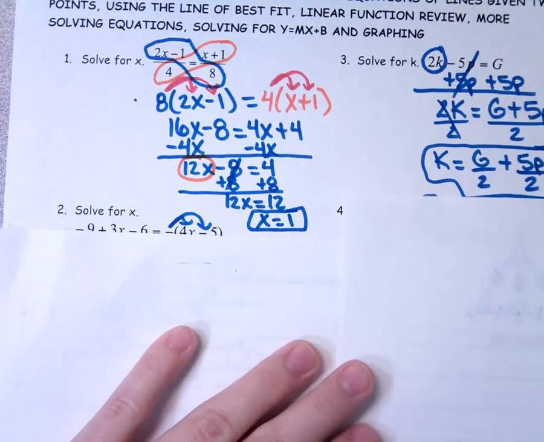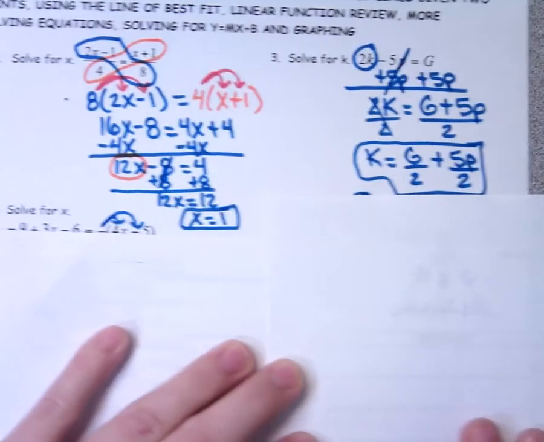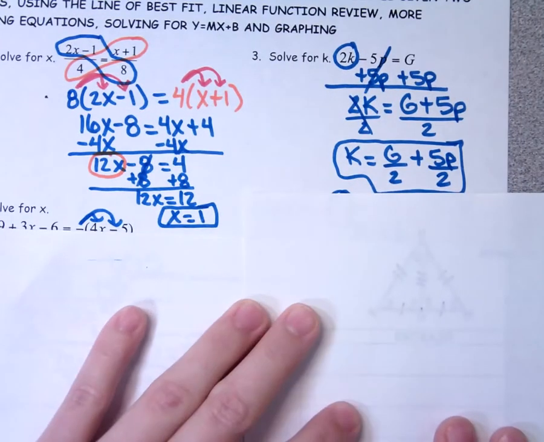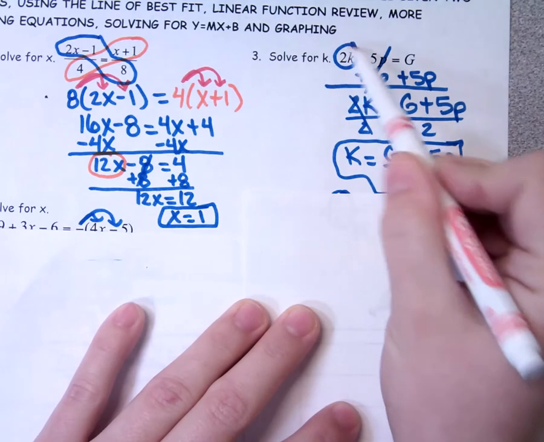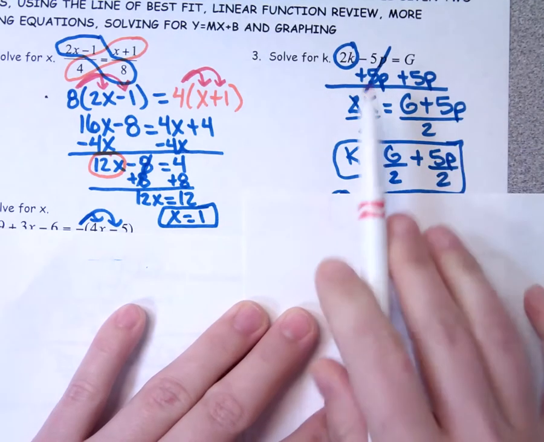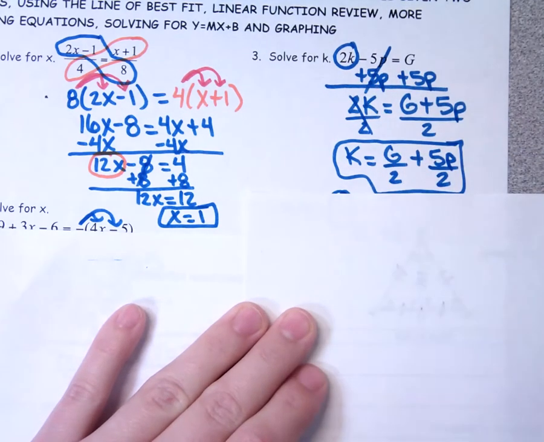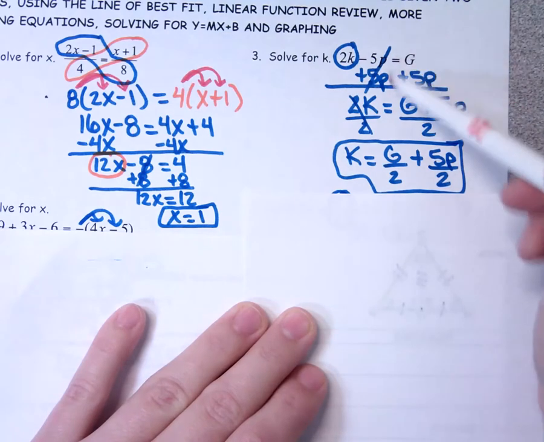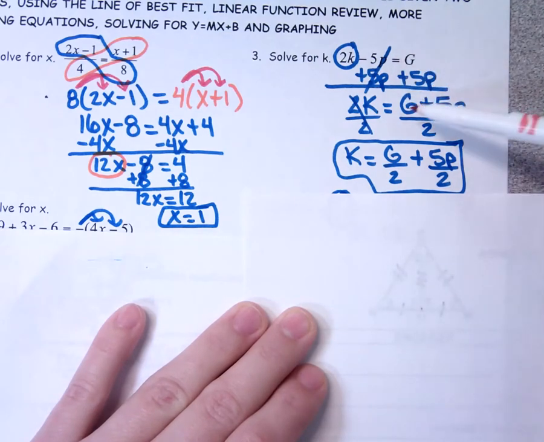Okay, I'm going to go over to number 3. Number 3 is a literal equation solving for k. So I circle everything smushed with my k. I add or subtract whatever's outside the circle. You can't actually add the g and the 5p, so I just recopy g plus 5p. If anybody put 5p plus g, that would be fine.